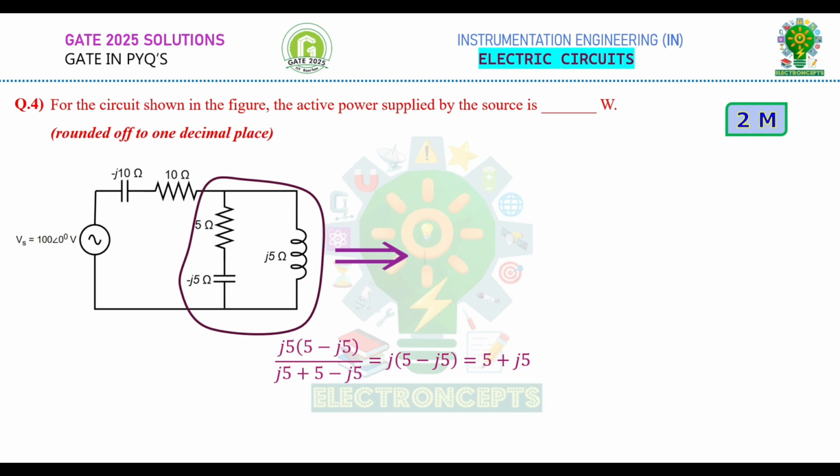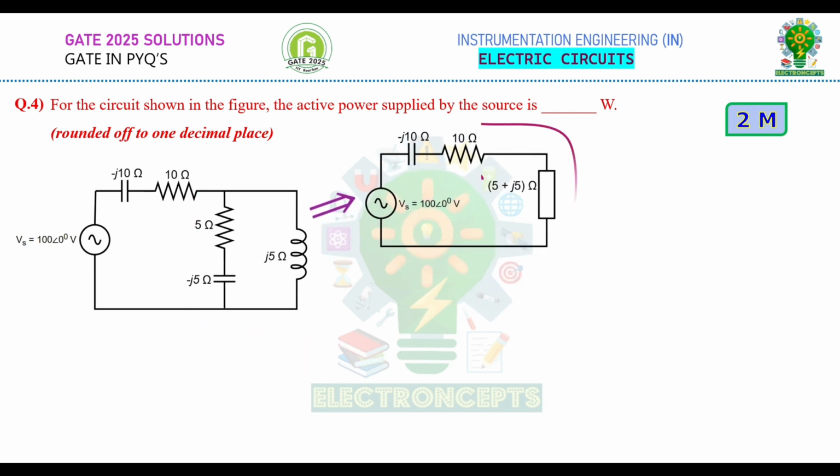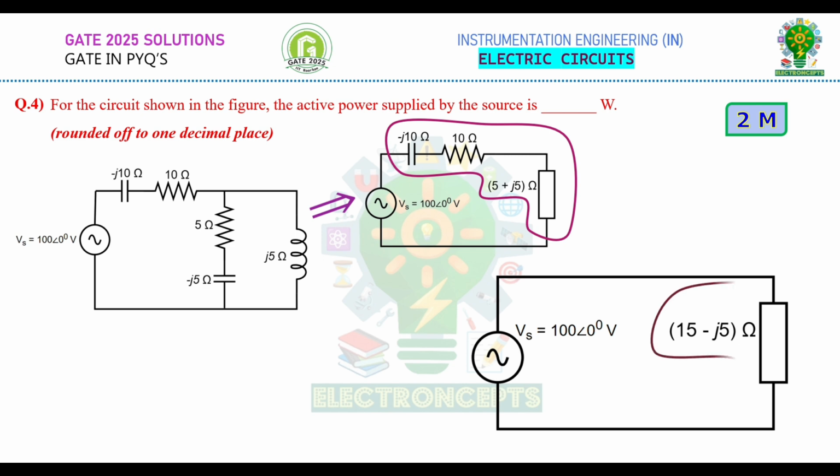Now the circuit can be represented as shown here. Now if you observe here, these impedances are connected in series. Since these impedances are connected in series, we can add them directly. Therefore, the final circuit becomes as shown here.